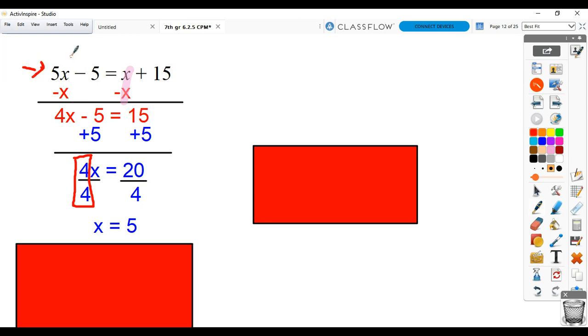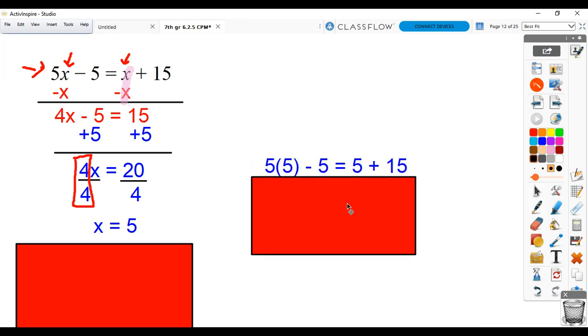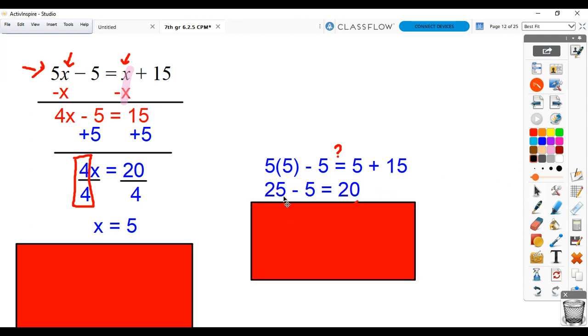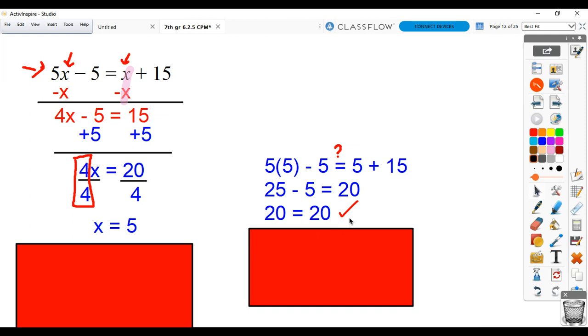We would go into our original equation and replace x here and here with 5. So we get 5 times 5 minus 5 equal to 5 plus 15. Remember, sometimes they'll put a little question mark over this when we're checking. Oh, that's a bad looking question mark. So you can put that, but you don't have to for my purposes. And then you get 20 equals 20, which does check.